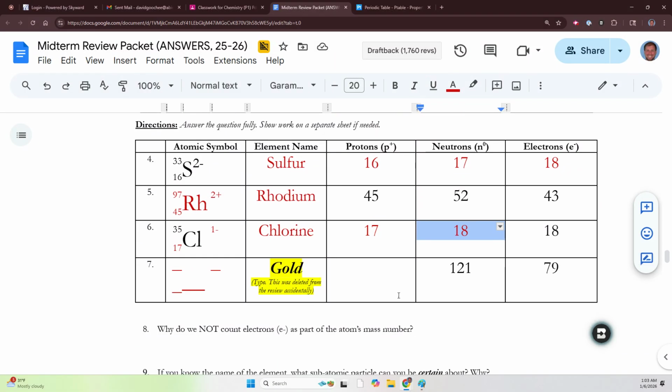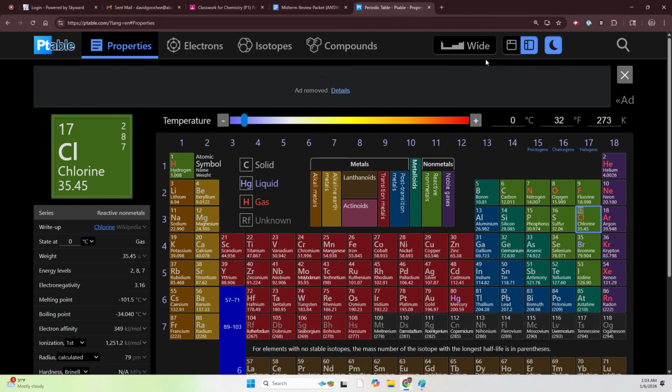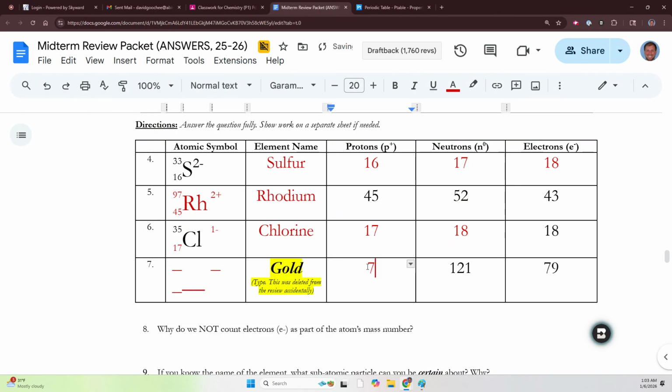Lastly, let's do this final one. And again, we're going to assume it was gold. You need either the protons, the element name, or the symbol to solve this. So let's get to it. Gold is, on the periodic table, element 79. So we see here 79 protons, 79 electrons. That means it doesn't have any charge at all. So we can delete the charge.